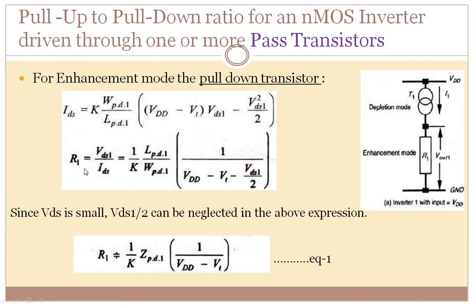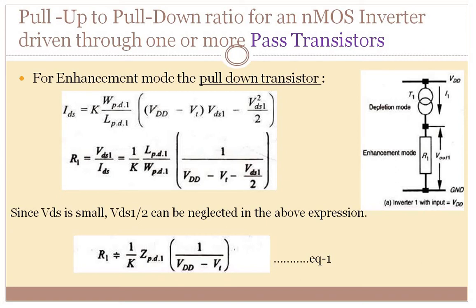And what is the R1 value? R is equal to V by I, so VDS1 divided by IDS. Just substitute the values. What is the VDS? It will be the same. The IDS value will be K into W by L, (VDD minus VT) into VDS1 minus VDS1 divided by 2. What I will be doing is taking VDS1 common. So this VDS1 and the common VDS1 will both cancel, and after simplification you will get the formula as 1 by K, L PD1 divided by W PD1, the reciprocal of that, into 1 by (VDD minus VT minus VDS divided by 2), because I have taken the VDS common and cancelled it by substituting in the R1 value.